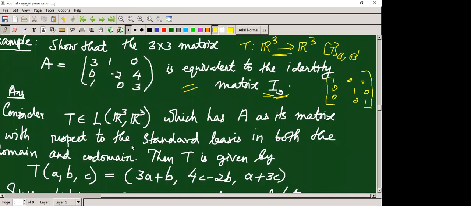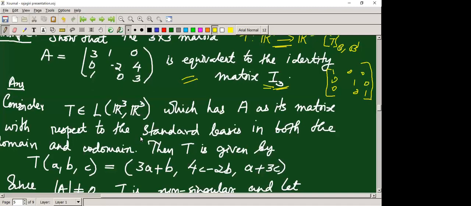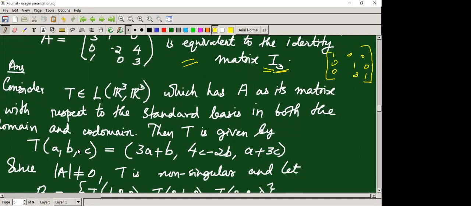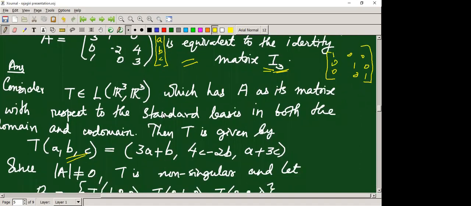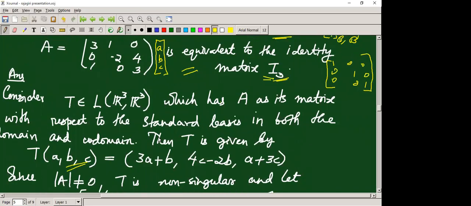In both the domain and the codomain, you take the standard basis. So what is T of X? An element X in R3 can be represented using a, b, c, because that is its representation using the standard basis. So T of (a, b, c) is equal to the matrix [3 1 0; 0 2 -4; 1 0 3] times (a, b, c). So we will get T(a, b, c) = (3a + b, 4c - 2b, a + 3c).